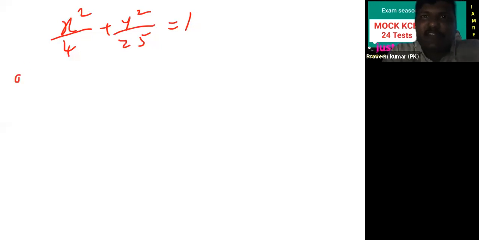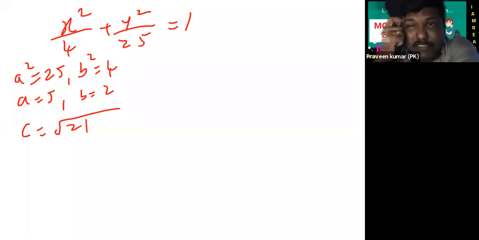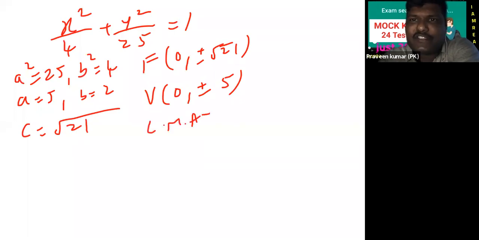So a square you can always consider the big value, 25. B square is the small value, 4. A is 5, b is 2. C is root of a square minus b square, 25 minus 4, root 21 directly. Foci are 0 comma plus or minus c because it is on the y axis now. Vertices are 0 comma plus or minus a, that is 5. Length of major axis 2a, 2 fives are 10. Length of minor axis.